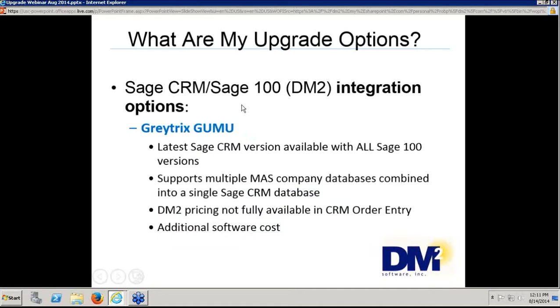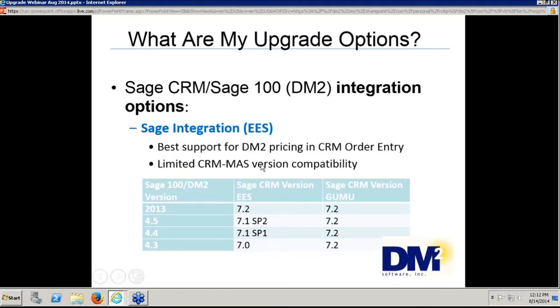If you notice here, the Sage CRM version is limited by the MAS version. Okay, so you cannot go to the latest version of CRM if you're on Sage integration. If you're on 4.5, then you've got to go back a version. If you're on 4.4, you'd have to go back 2 versions of CRM, and so forth. If you're on 4.3, you'd have to go all the way back to 7.0, and that's about a 3-year-old version of Sage CRM. I am going to talk in a minute a little bit more about exactly what that would mean. But if you are on the Greatrix, the big advantage is that you can just install the very latest version of CRM with any version of Sage 100.